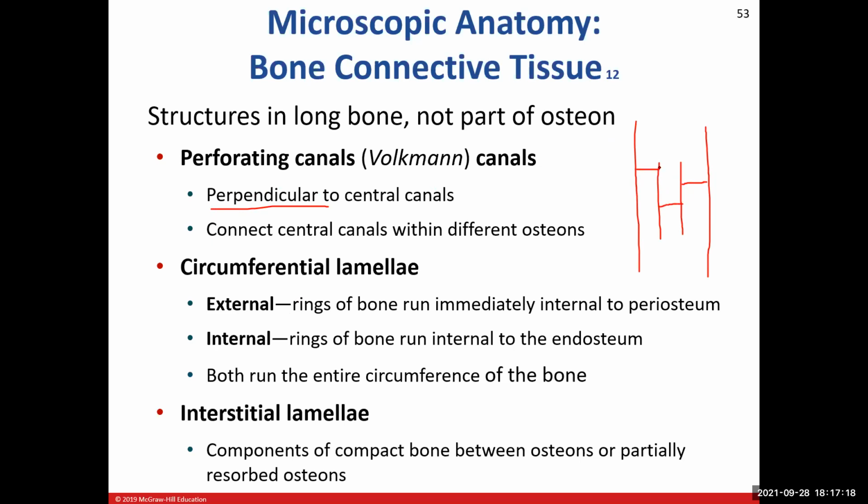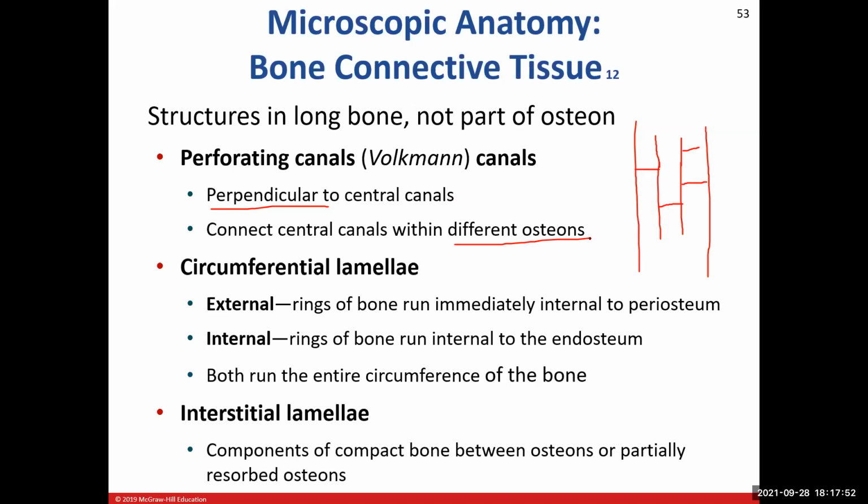So as you can see, there's this huge network inside compact bone that allows for the movement of these nutrients, these wastes, for blood, for nerves. Not only do you have nerves in the central canal, you also have nerves and blood vessels in our perforating canals. And so they allow different osteons to connect to different central canals. Pretty neat.